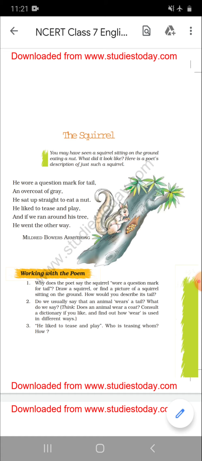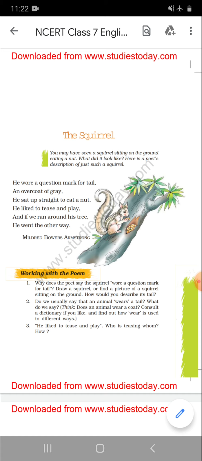He sat up straight to eat a nut. He liked to tease and play. Now the poet is describing the squirrel sitting straight when he's eating a nut and comments that the squirrel liked to tease and play. And if we ran around his tree, he went the other way. And when the author tried to go around the tree, the squirrel went the opposite way, running away. Hence, I think that's why the author has commented in the fourth line that he liked to tease and play.